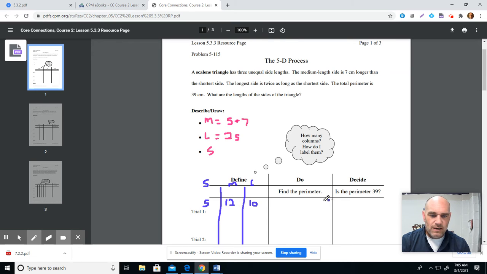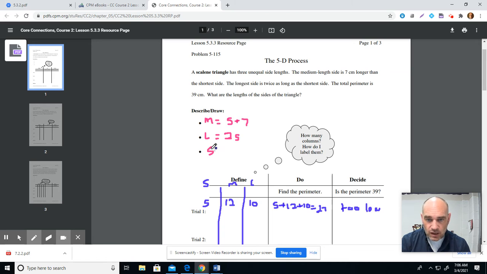The do is we're going to add them all together. So we have 5 plus 12 plus 10. Because we're finding perimeter, when I add them all up, I get 27. Oh, and it's too low because I'm supposed to get 39. So I'm just going to put down too low. So I know that 5 did not work.